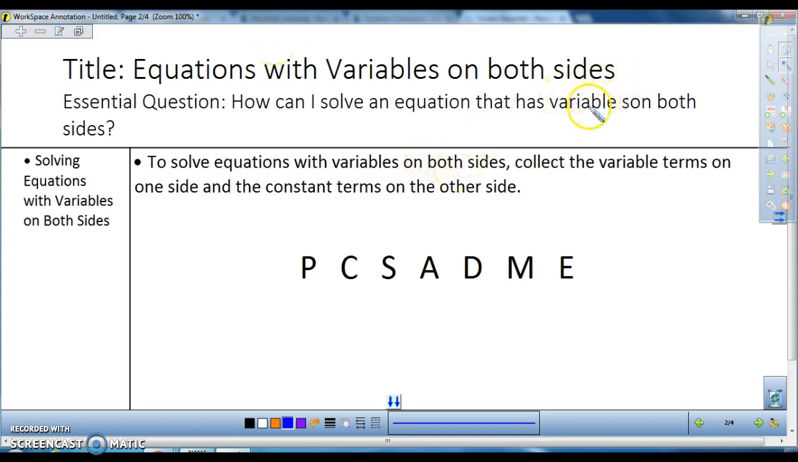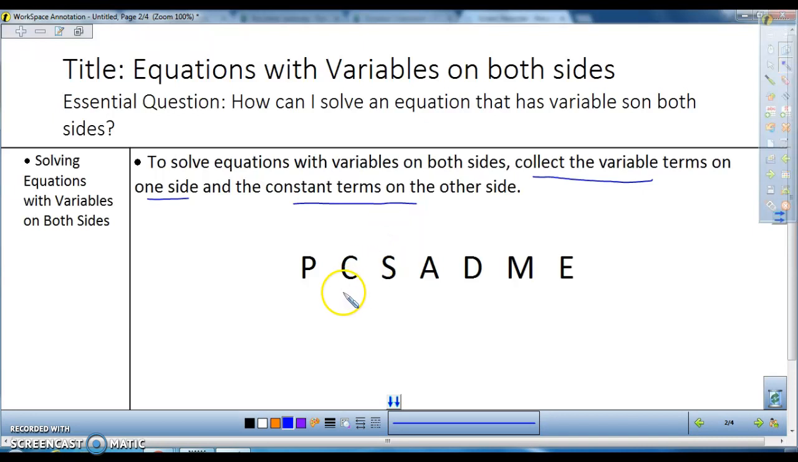The question you will be able to answer in like 2 seconds is, how can I solve equations with variables on both sides? And the answer is, collect the variable terms on one side and constants on the other.